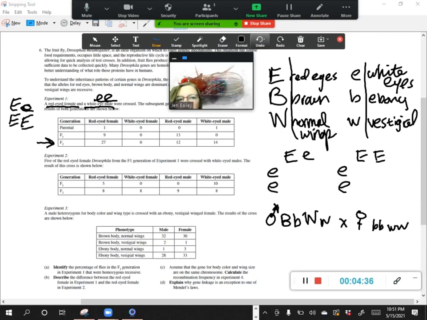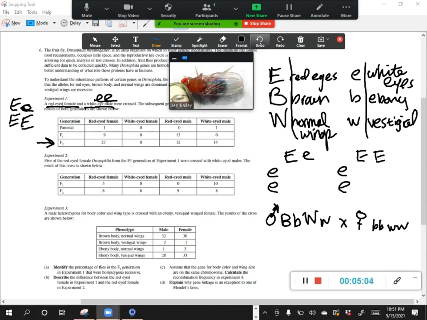Well, we know the red eye. If you've got red eyes, then you're either homozygous dominant or you're heterozygous dominant. So it's not going to be any of the red eyes. It's going to be the white eye males. We've got 14, okay? So that's how many individuals we've got, 14, but they want the percentage. So what do we do? We just add up these numbers.